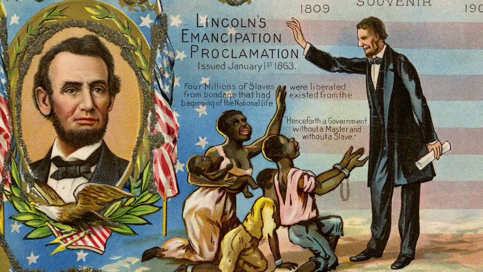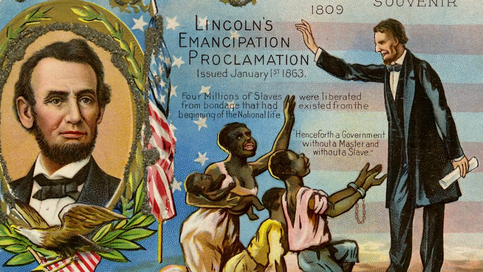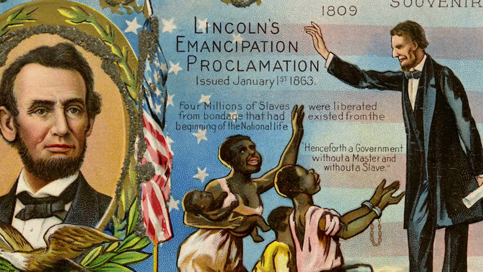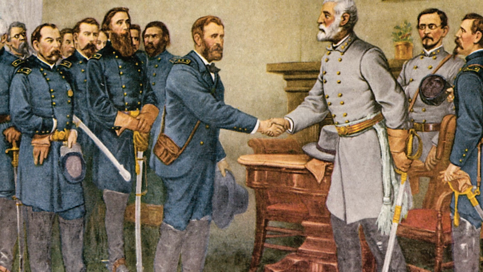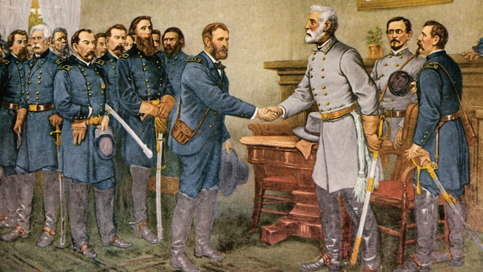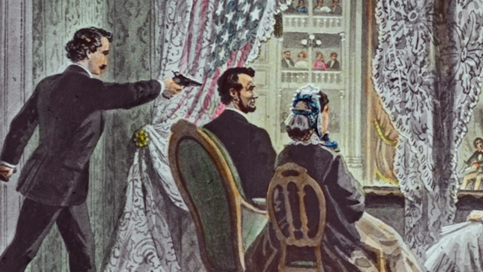Lincoln issued the Emancipation Proclamation in 1863, proclaiming the freedom of slaves in the rebellious states and turning the moral character of the war on its head. It ended when Confederate General Robert E. Lee surrendered at Appomattox Courthouse in April 1865. Lincoln was assassinated shortly afterwards, a tragic epilogue to the conflict.